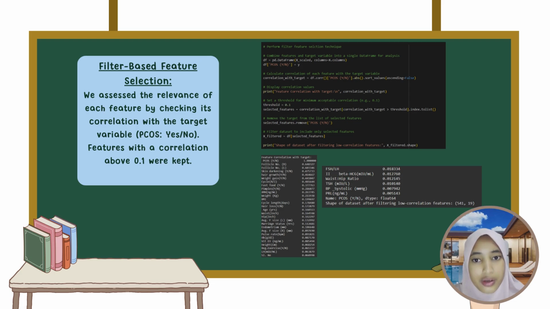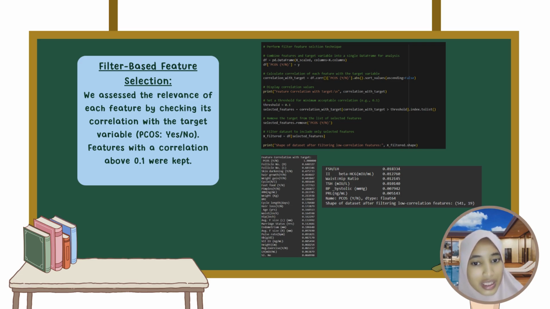You can see here at the code, the first one we will combine the feature and target variable, and after that we will calculate the correlation with the target variable using the corr function, and we will specifically look at the correlation between each feature and the target, that is PCOS, yes or no. And after that we will also sort this correlation in descending order so that the features most correlated with the target appear first.